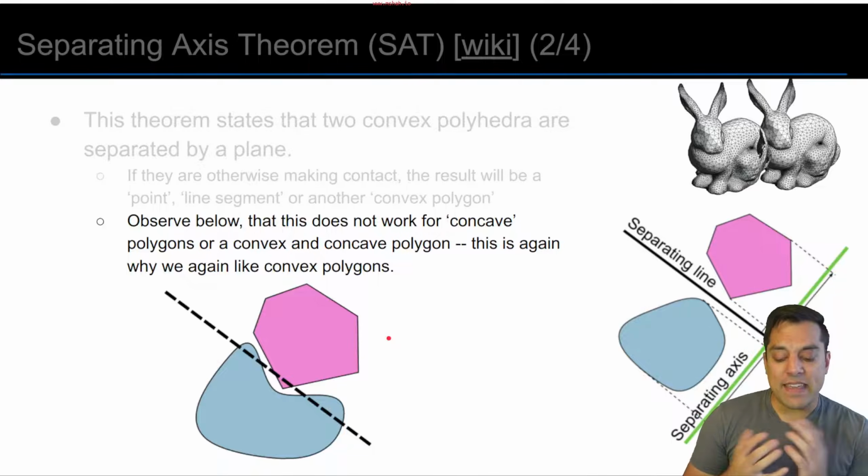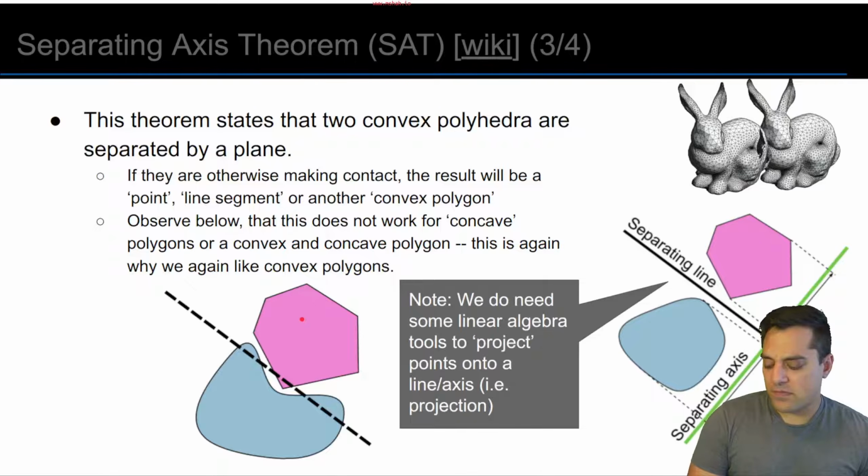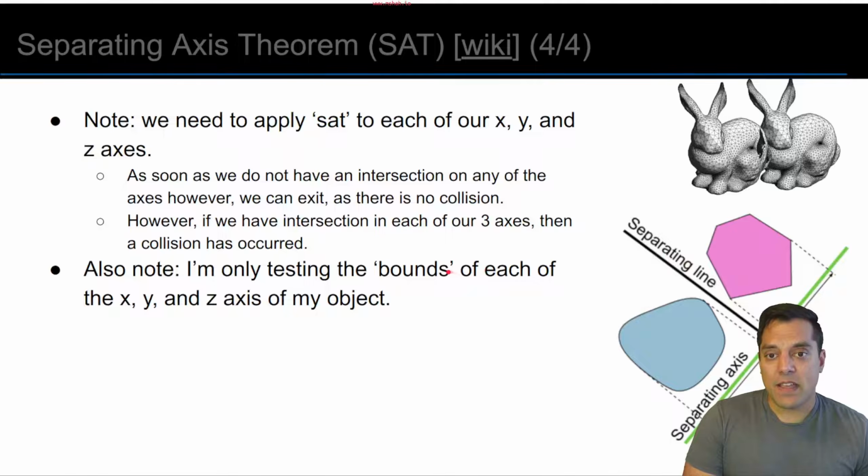Okay, so again, the concave polygon that we're working with is a little bit trickier for us to actually use. We would actually have to do some triangle test here amongst each triangle. So this is, again, where we can use some tool like projection, or a linear algebra tool, to figure this out.